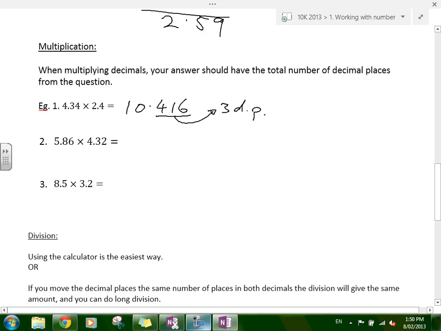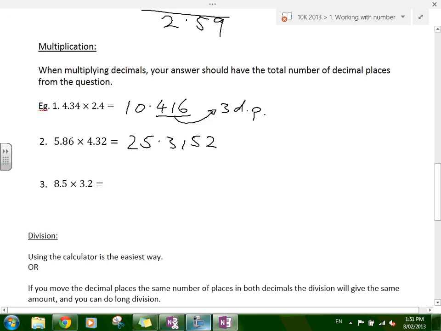5.86 times 4.32. How many decimal places will the answer to this one have? You've got 2 here, you've got 2 here, so 4. 5.86 times 4.32 is 25.3152.